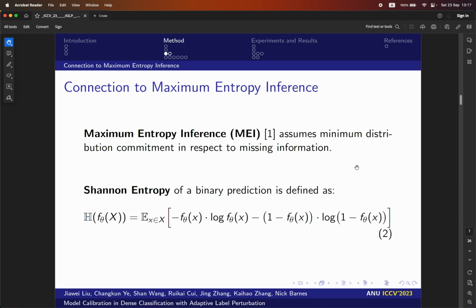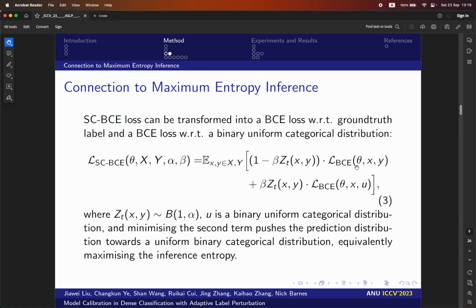Our method can be connected to maximum entropy inference that assumes a minimum distribution commitment with respect to missing information. Let's first state the channel entropy for binary prediction, which should be maximized in the complete absence of information. The proposed SCBC loss can be transformed into a factored combination of a BC loss with respect to the ground truth label and the BC loss with respect to a binary uniform categorical distribution. Here, minimizing the second term equivalently maximizes the inference entropy.